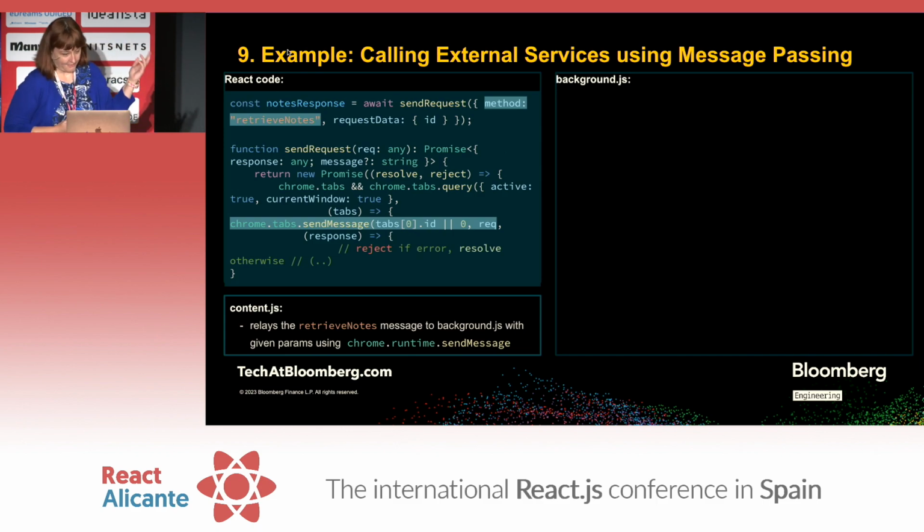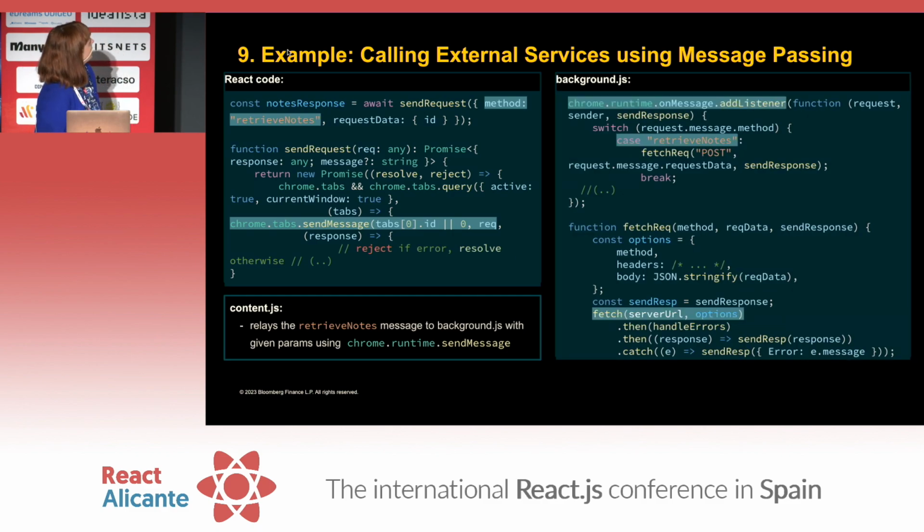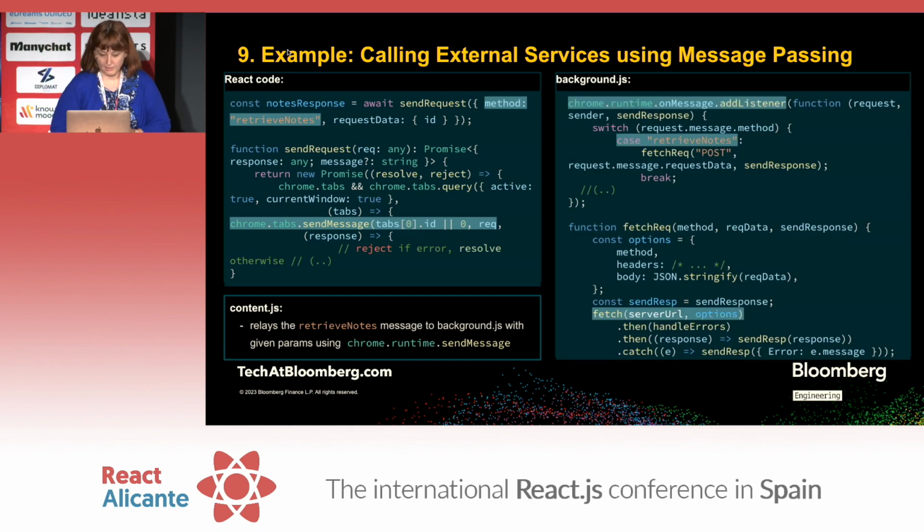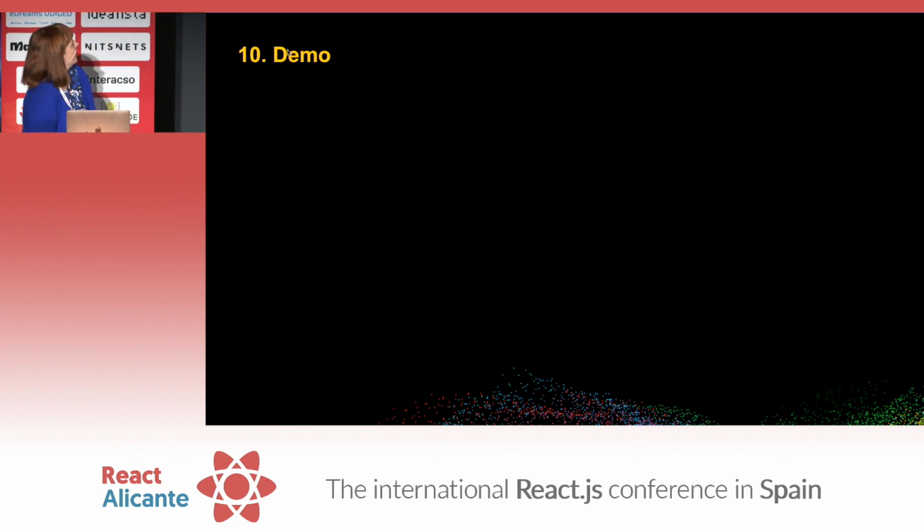So I created a helper function called sendRequest that sends the message to the content script and then either rejects or resolves the promise. We can then call this method asynchronously with our request details. And then in the background script, we can just call the standard fetch API with a given request and then send a response or an error back to the caller, depending on whether the fetch request is successful.